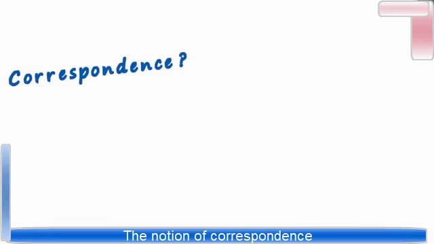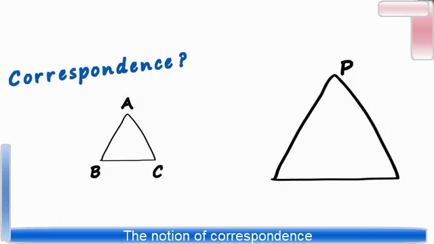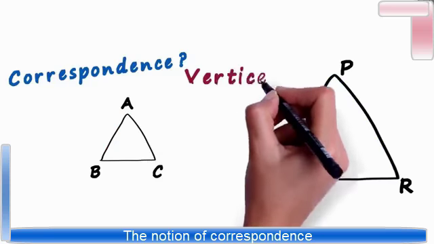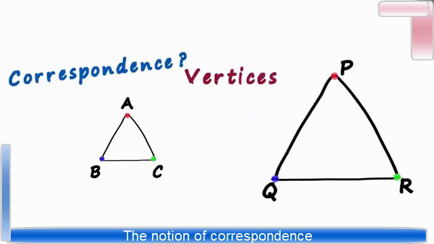To understand correspondence, let's draw two triangles. Let the first triangle be named ABC and let the second triangle be named PQR. We often compare two triangles for various reasons. To do so, we need to match the vertices correctly. This matching or pairing of vertices is called correspondence between two triangles. Every vertex of a triangle corresponds to a specific vertex of another.